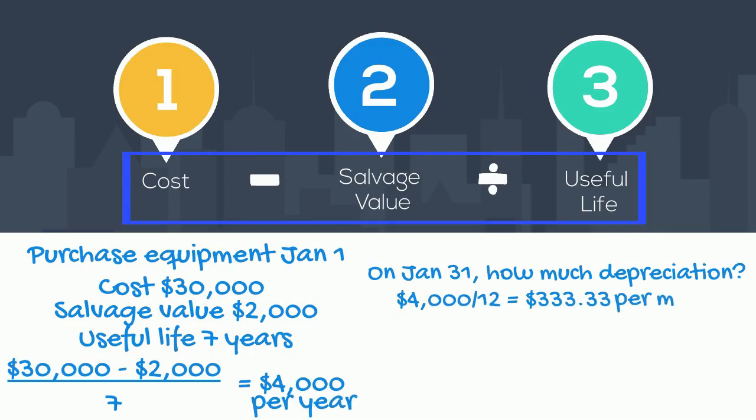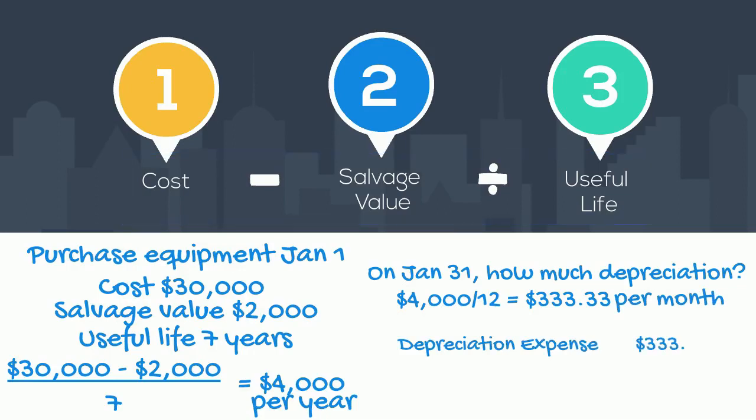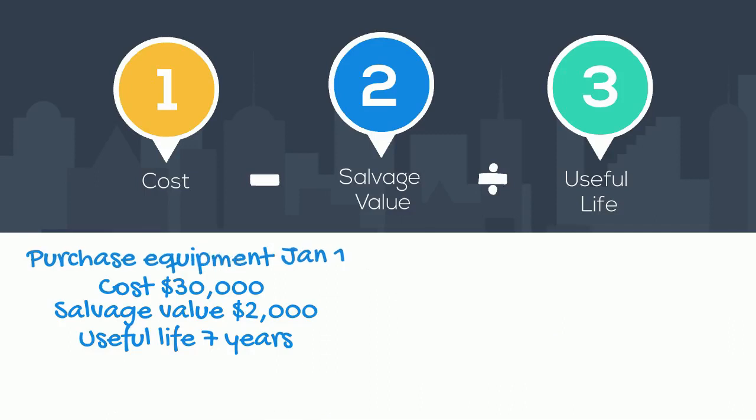$333.33 each month. At the end of January, we would debit depreciation expense for $333.33 and credit accumulated depreciation for $333.33. This is so fun! Let's do one more!